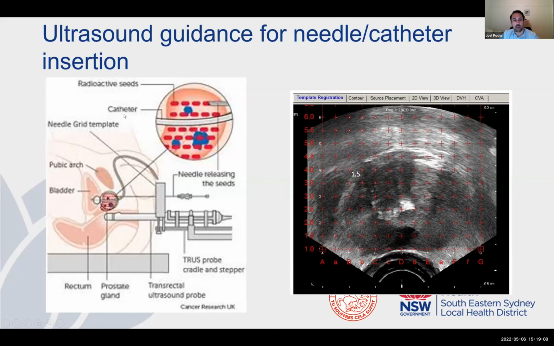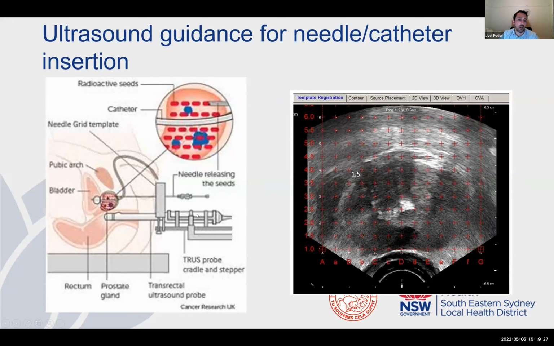So the patient lays on the operating theatre bed. We're able to use this device here called a stepper, which holds our ultrasound probe as well as this needle grid. And we can use this ultrasound probe to place into the patient transrectally and obtain these nice images of the prostate that you can see here on the right of the screen.